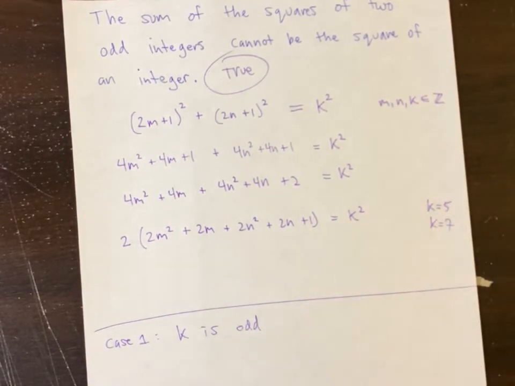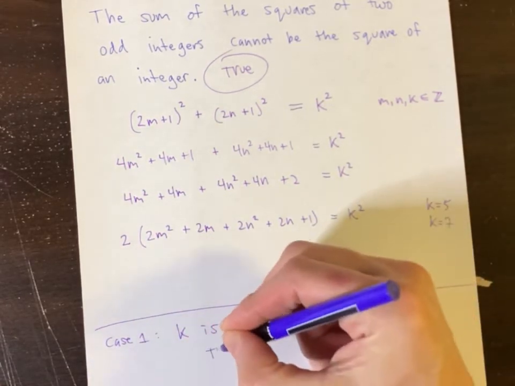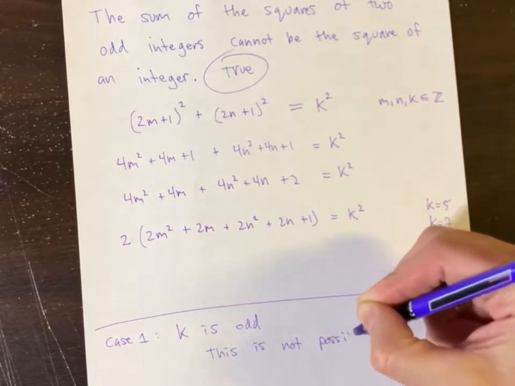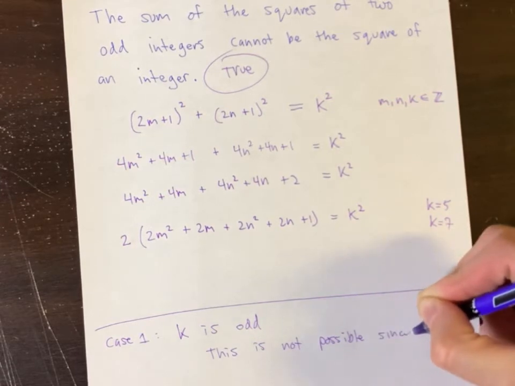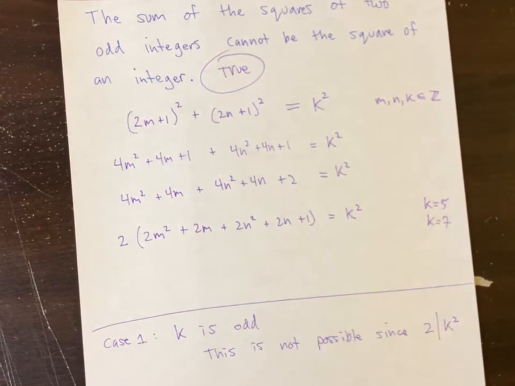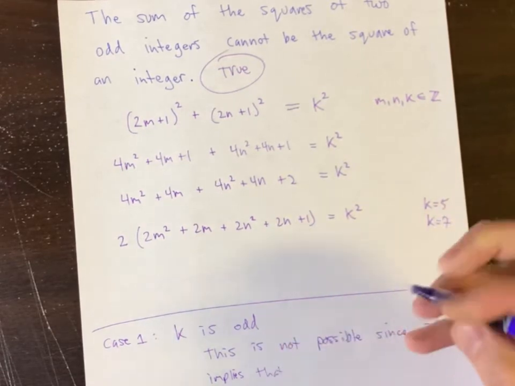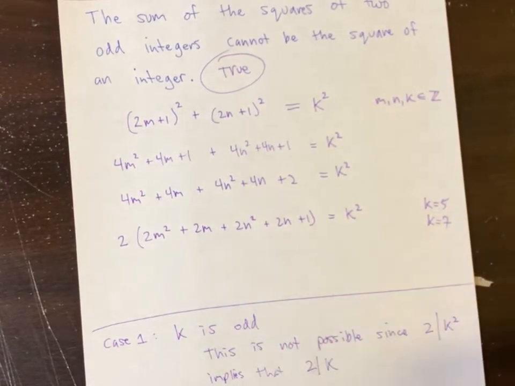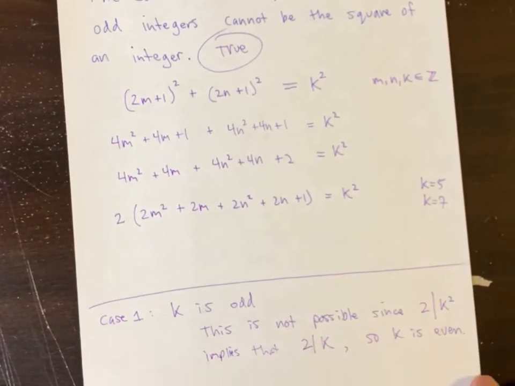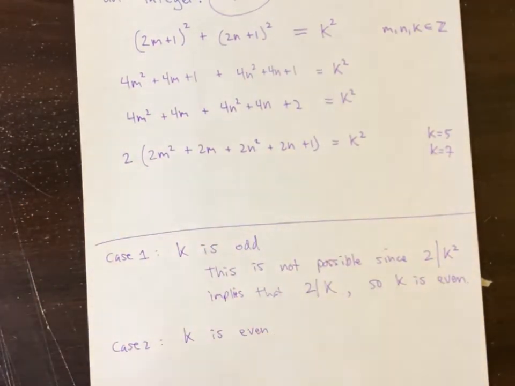So for that reason, you can say this. Case 1, K is odd: this is not possible since 2 divides k squared. That implies that 2 divides k. And if 2 divides k, then k is even. The only possibility now is that k is even. But I want to show you that even that is not possible.